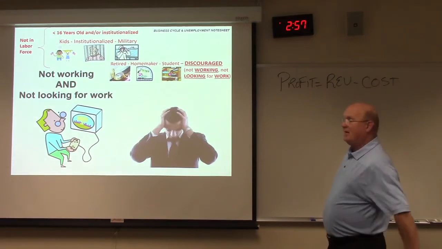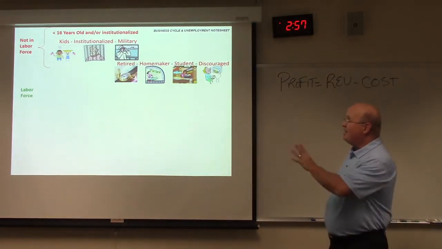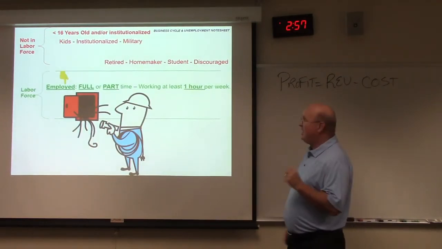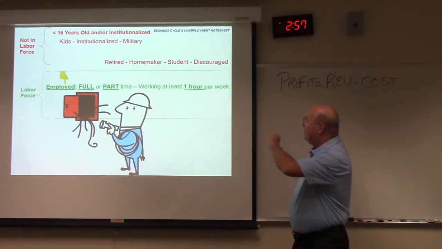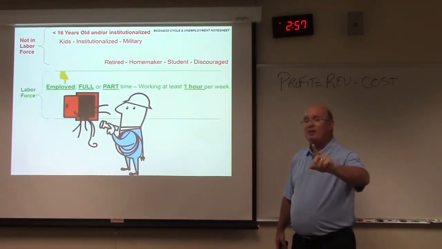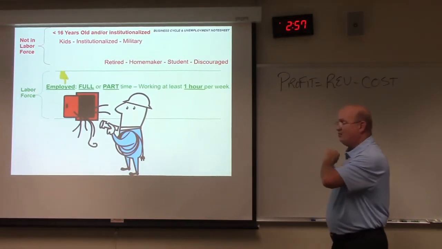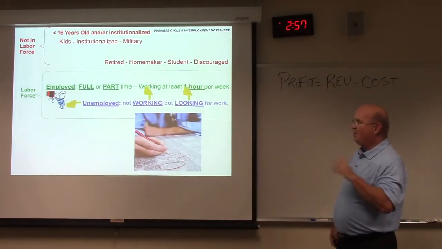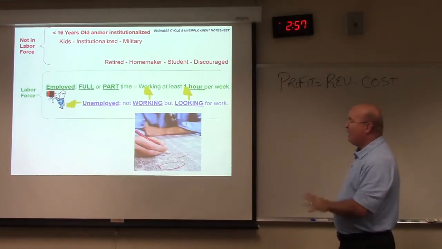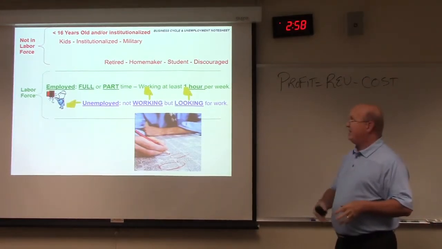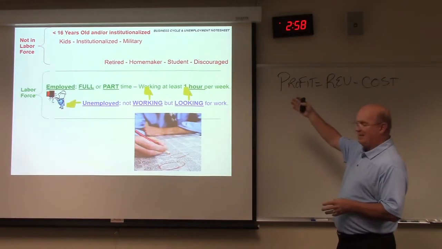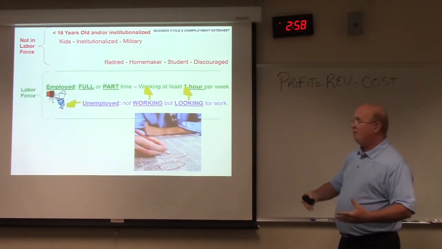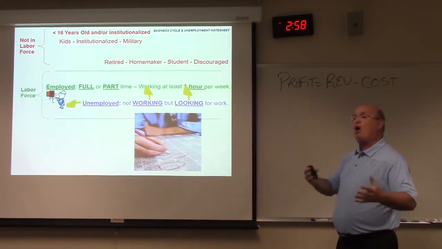Okay? That's the one hitting his head on the wall. Now, in the labor force, we have 2 groups. Ones that are employed. Now, here's the key. You are employed if you worked at least 1 hour during a week. You were employed for that week. 1 hour is all you have to work. Or you're unemployed, which means you're not working but you're looking for work. That's the difference between unemployed and discouraged. Discouraged, yeah, they're not working, but they're not looking for work. Unemployed, yeah, they're not working, but they are looking for work.